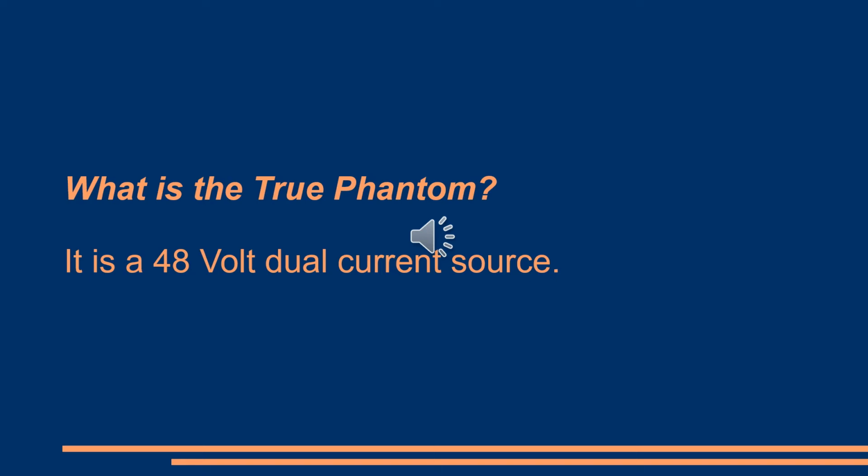The True Phantom is a 48-volt dual current source. The standard Phantom is a 48-volt dual voltage source. And the difference is that current sources don't load the microphone and voltage sources are a load for the microphone and consequently give distortion.